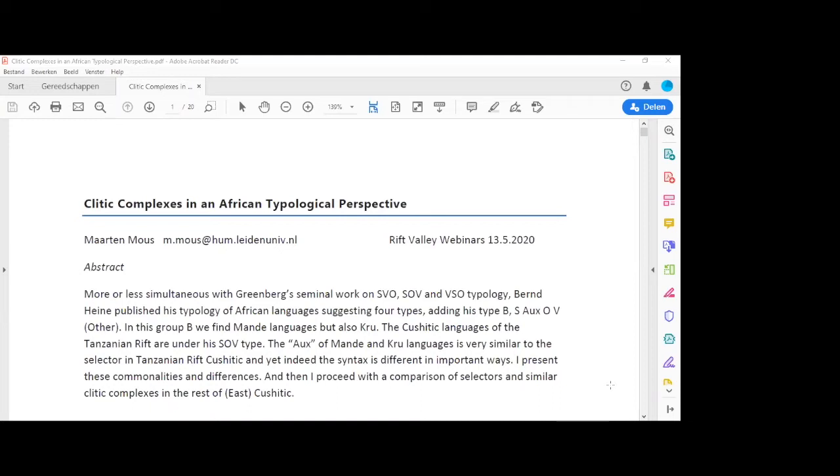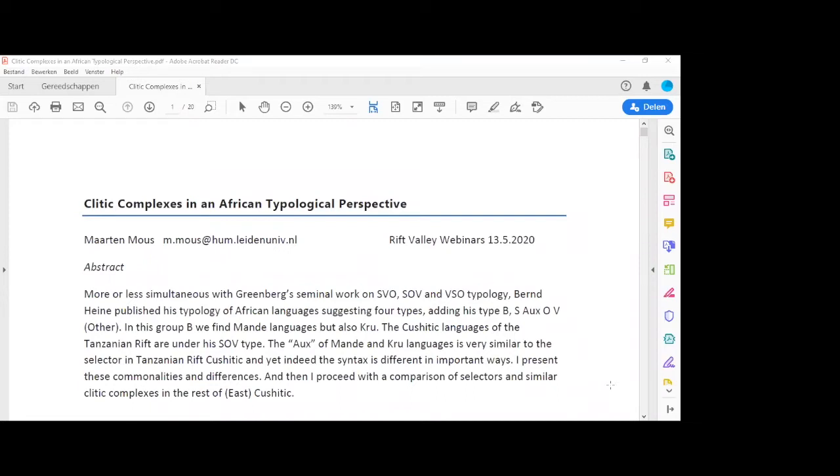Maarten has a reading which he has provided to me, and I will share that once he begins his talk. I will put the link into the chat, and then you can download the reading if you'd like to read at your own pace.